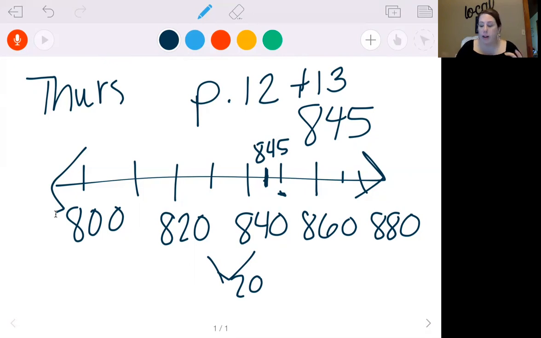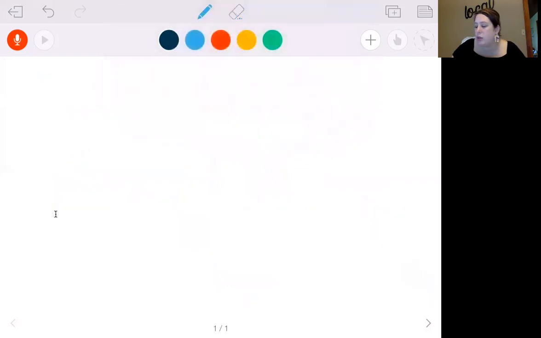If we take it further, we know that it's between 800 and 900. And that's the part I couldn't fit on the number line. So this one, we're going to be rounding to a little bit of a farther place. So let me clear this and show you what I mean.